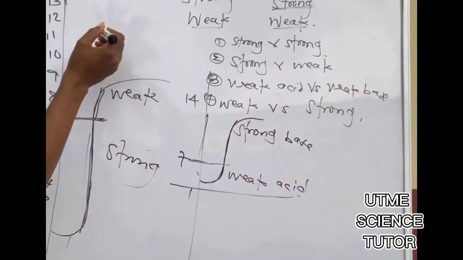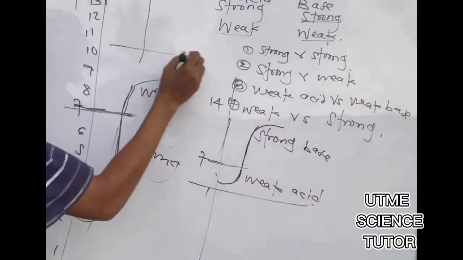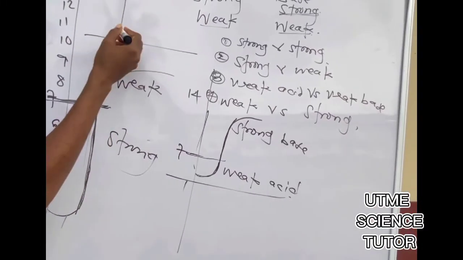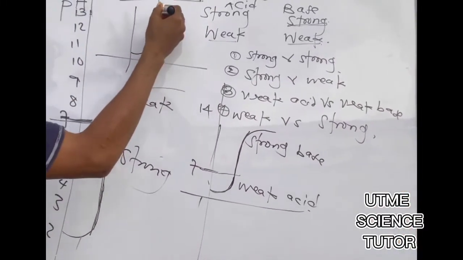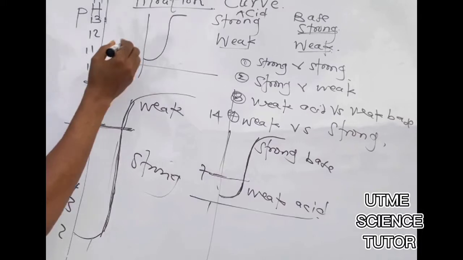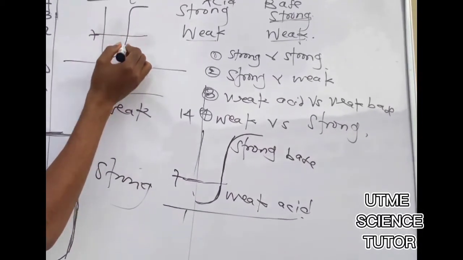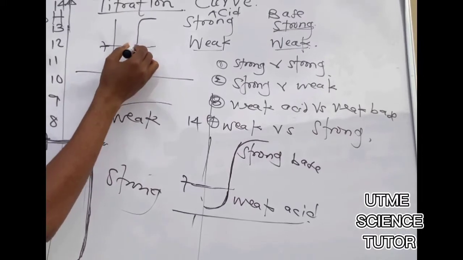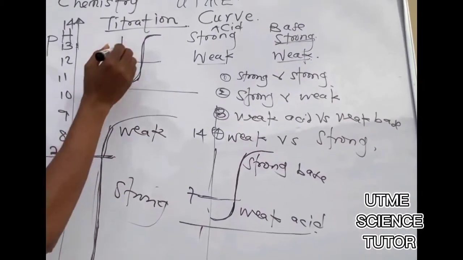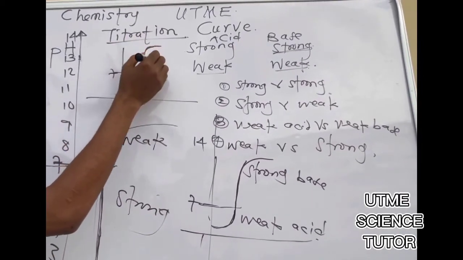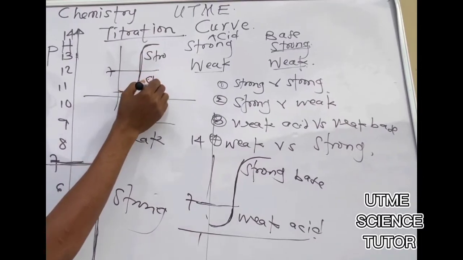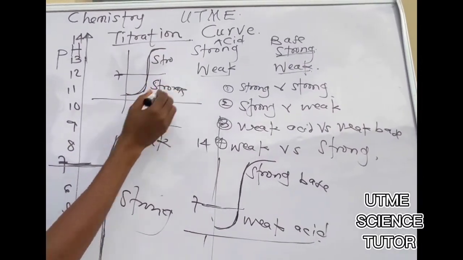Let's look at a case whereby both acid and the base, they are both strong and strong. If I will have such a curve to look like this. In this curve, the 7 will be exactly at the middle, long for the acid, also long for the base. This is strong acid and strong base, strong versus strong.